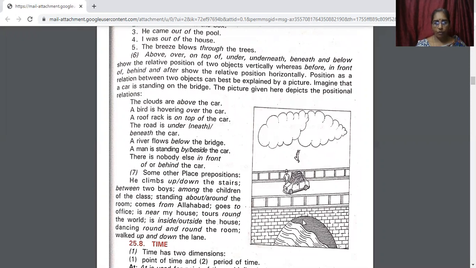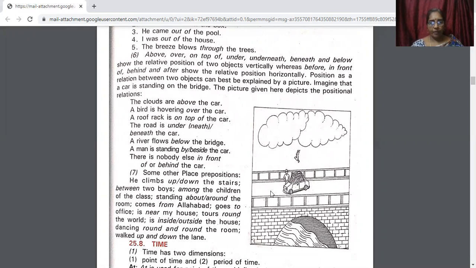The river flows, here there's a river. The river flows below the bridge. A man is standing by the car, beside the car. There is nothing else in front of or behind the car. So this is how we use the prepositions based on our needs.